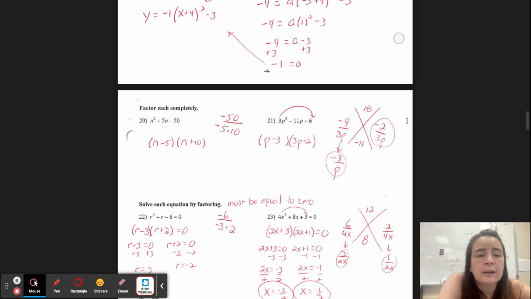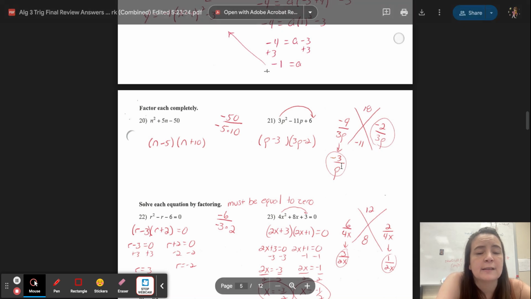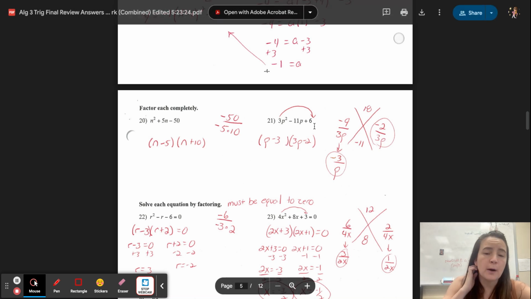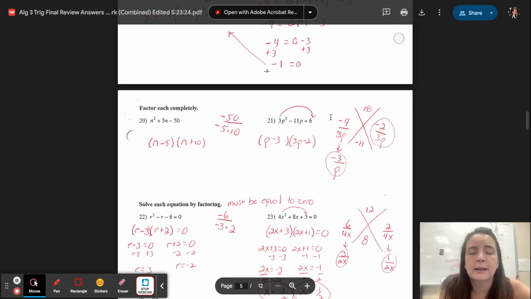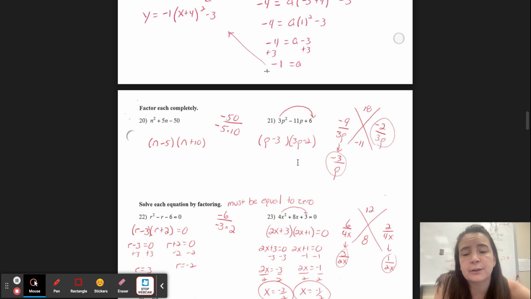And then I just circled these because these are what's going to go in the parentheses. These are the terms. It's going to be p minus 3, and it's going to be 3p minus 2. And for these problems, if you want to check them, all you would have to do is multiply them back out, make sure it gives you this, to make sure you got the correct answers.